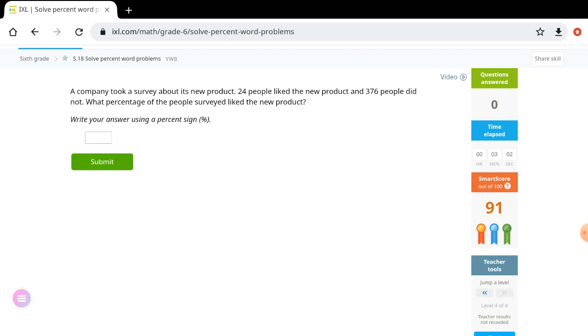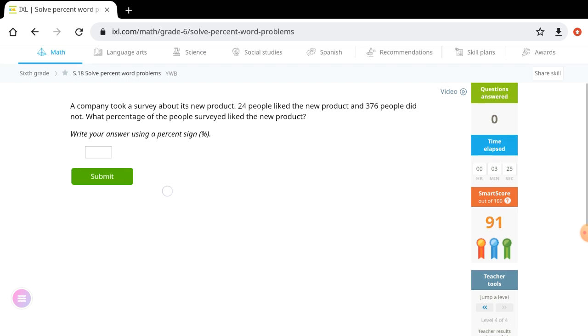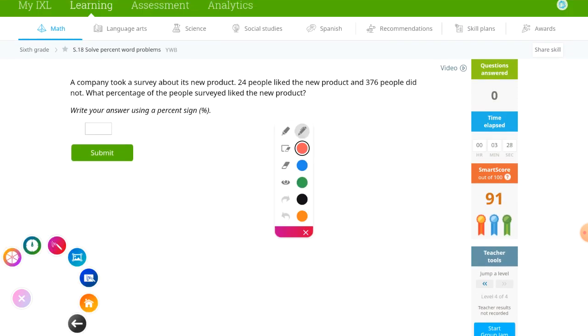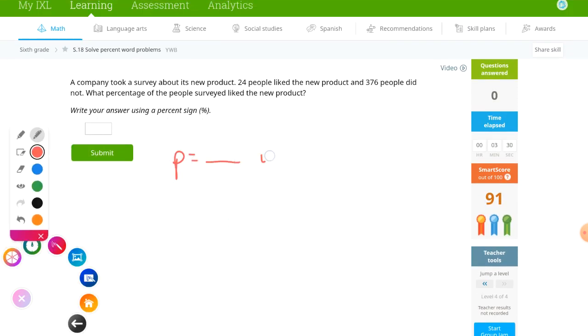Okay, this is one that you'll have on your homework. A company took a survey about its new product. 24 people liked the new product and 376 people did not. What percentage of the people surveyed liked the new product? We're obviously looking for a what? A percent. Okay, so this is the one we're looking for. So we have to figure out our part and our whole.